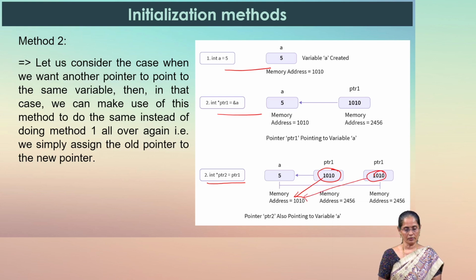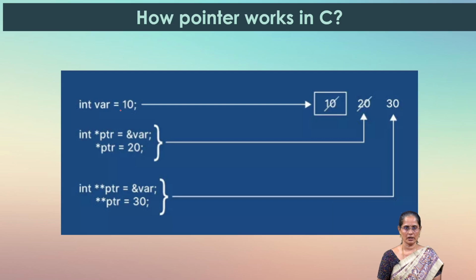So, let us take an example, int var equal to 10. So, value 10 is assigned to var. Now, the second step is ptr equal to ampersand var. So, what happens? The address of var is now stored in ptr, then asterisk ptr equal to 20. Now, we are trying to make the value which is stored in var be replaced with 20, and then double asterisk ptr.